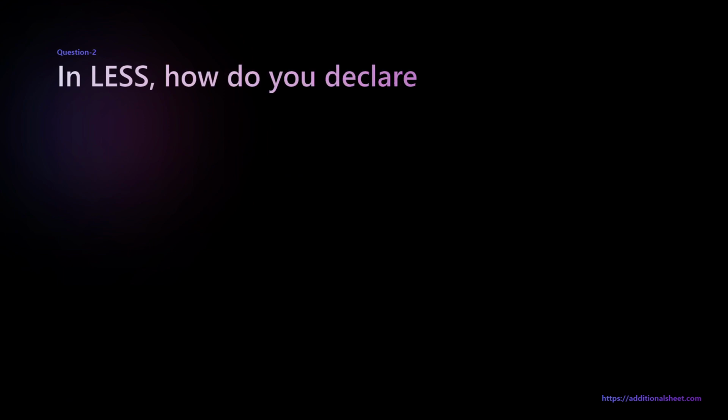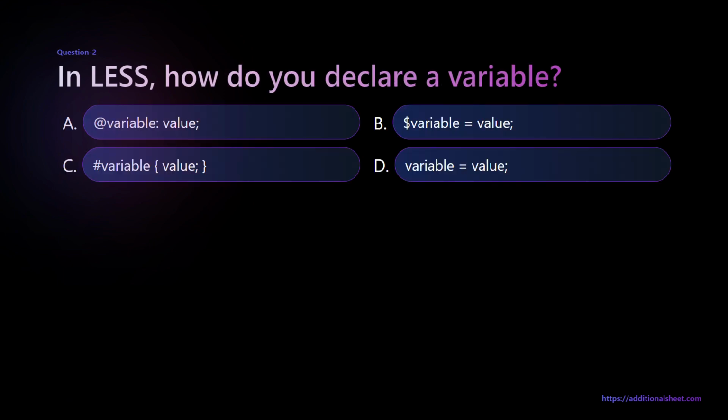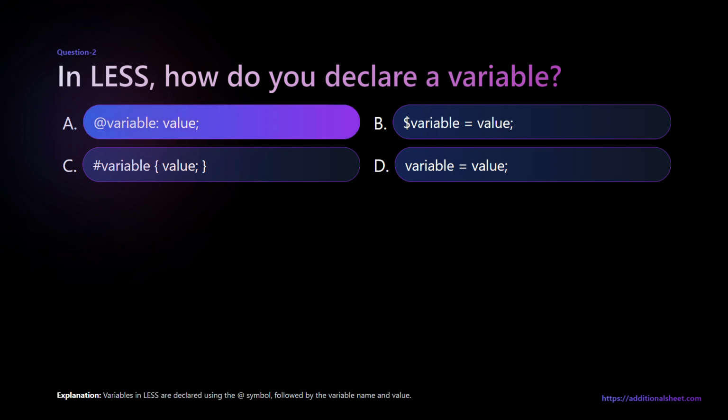In LESS, how do you declare a variable? Option A, @variable: value. Option B, $variable: value. Option C, #variable: value. Option D, variable = value. The correct answer is option A, @variable: value.